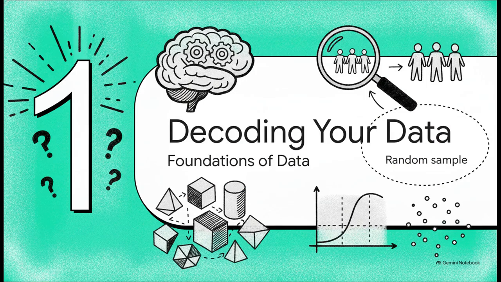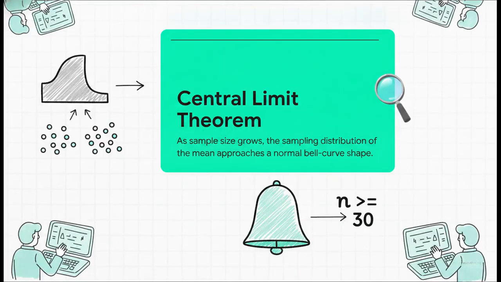First up, the foundations of data. To answer that big, was I just lucky question, we have to rely on random samples, right? Because you simply can't test every single person who will ever use your app. And the absolute magic that makes sampling work is the Central Limit Theorem. It essentially says that as your sample size grows, the distribution of your sample means approaches a normal, bell curve shape, totally regardless of what the underlying population looks like. The standard rule of thumb here? Once you hit a sample size of about 30 or more, you generally have enough data for this mathematical magic to kick in, letting you confidently estimate the true behavior of your entire user base.